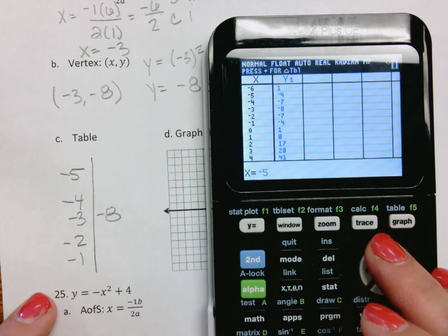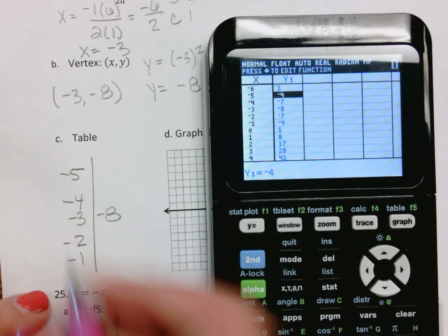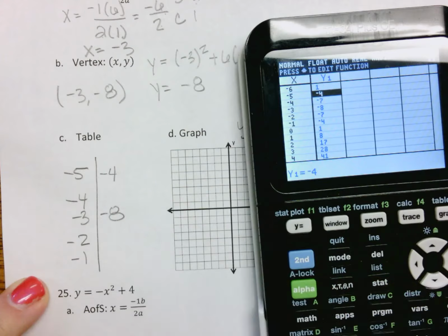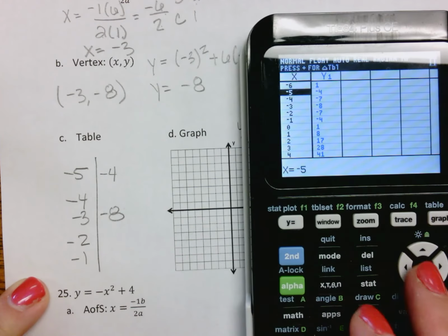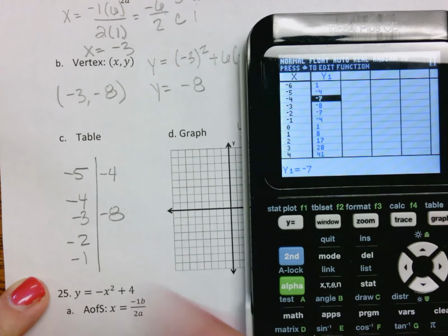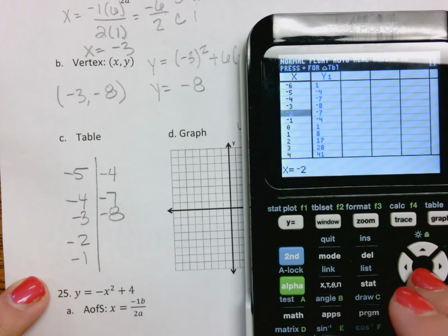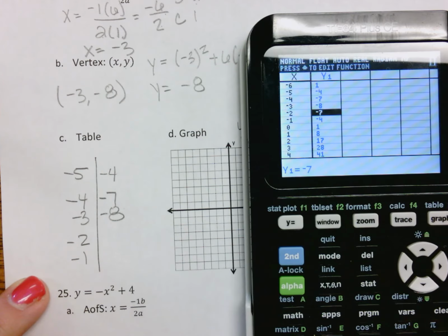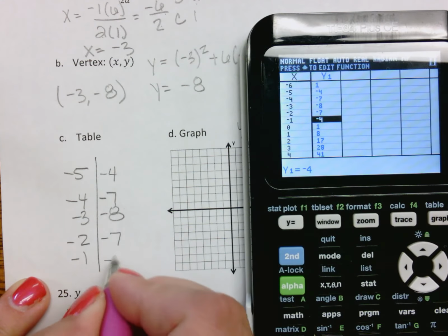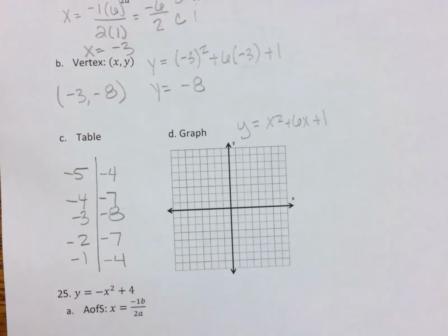When x is negative 5, y is negative 4. When x is negative 4, y is negative 7. There's our negative 3, negative 8. When x is negative 2, y is negative 7. And when x is negative 1, y is negative 4. And we're going to graph those points.